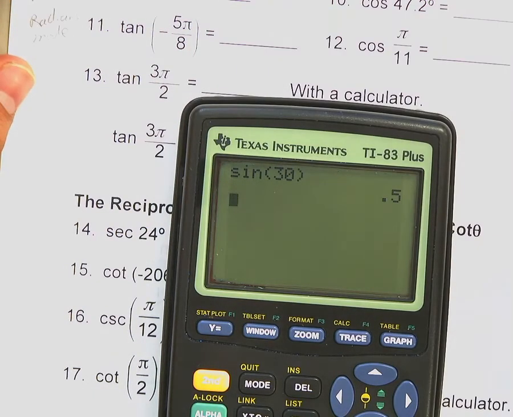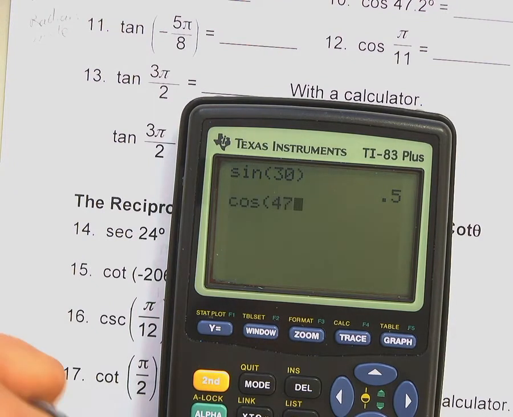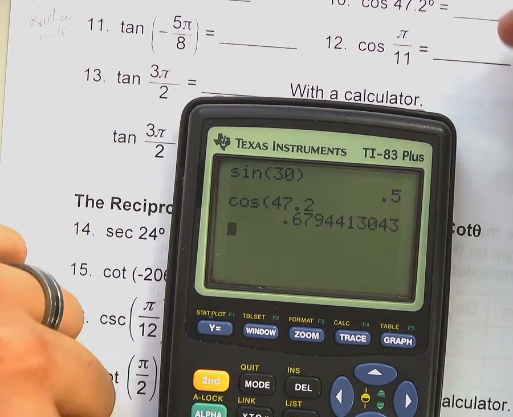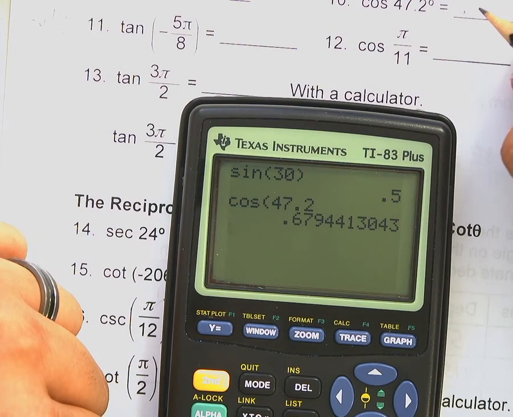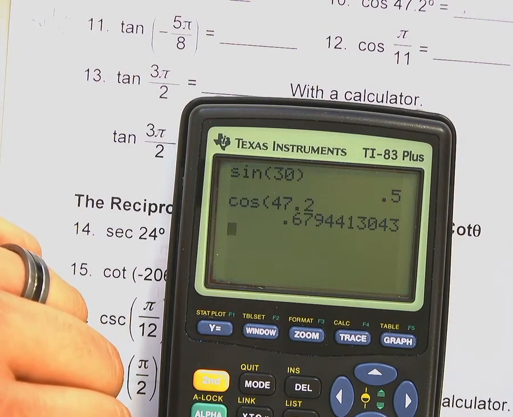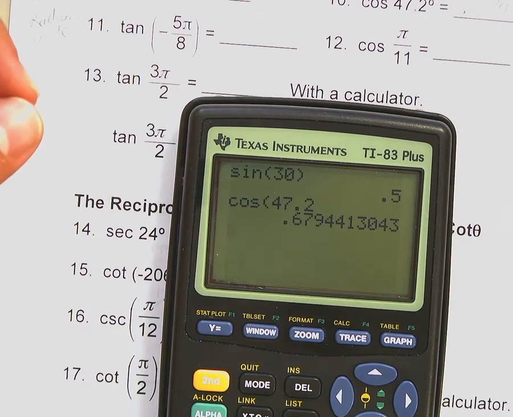0.5. How about the cosine of 47.2? Magic happens in the calculator. You'll get 0.679 as a value. Alright, so we're finding the values of trig functions here.